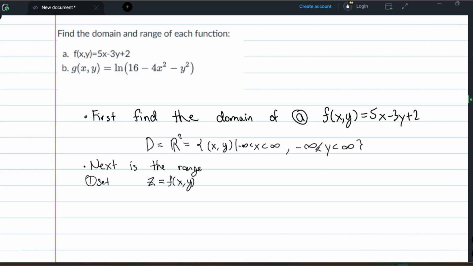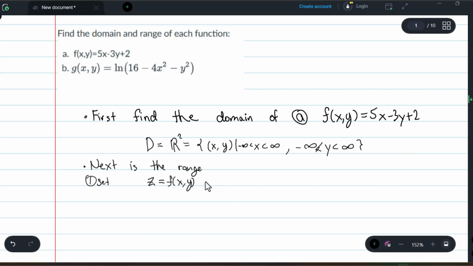Next, when you try to find the range, you usually use the same general strategy. A number that represents z belongs to the range if you can find some ordered pair x and y, such that if you plug the x and y into your function, you get back the z that you're looking for. In other words, you're looking for all real numbers z such that this particular equation has at least one solution.